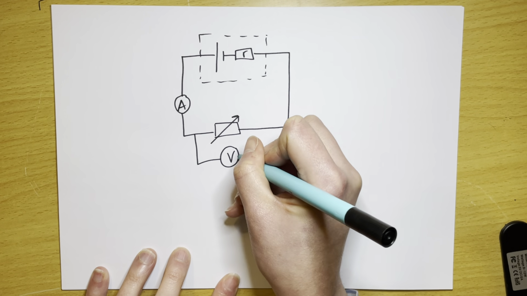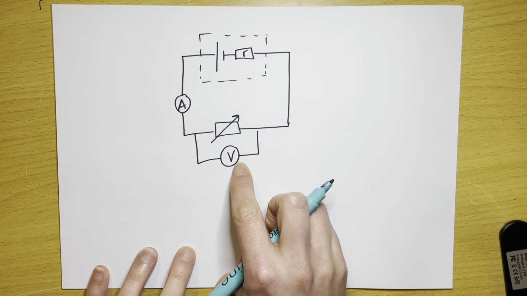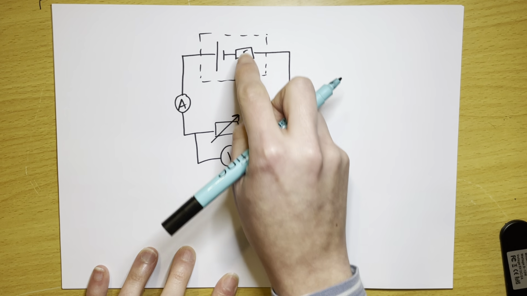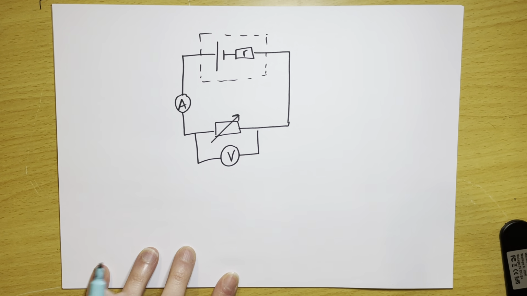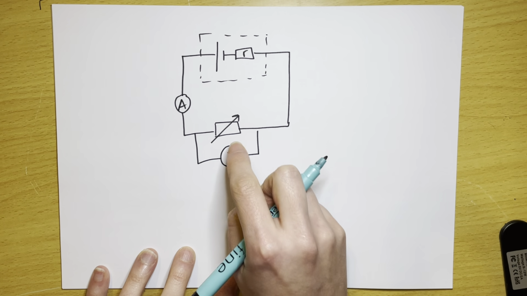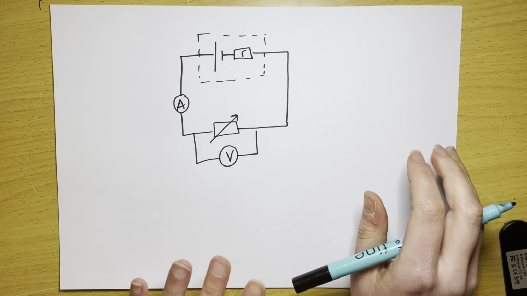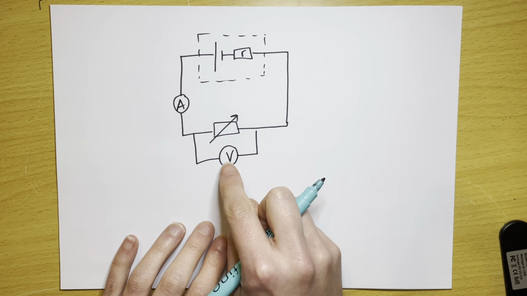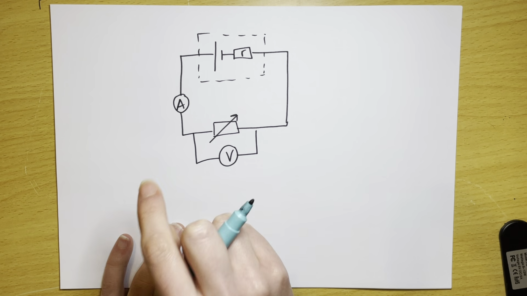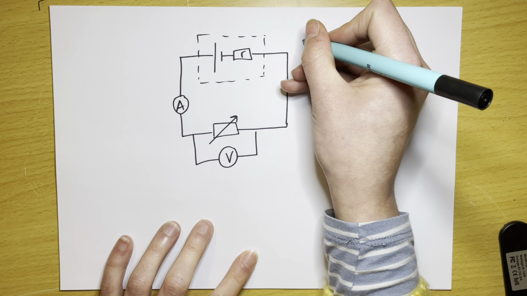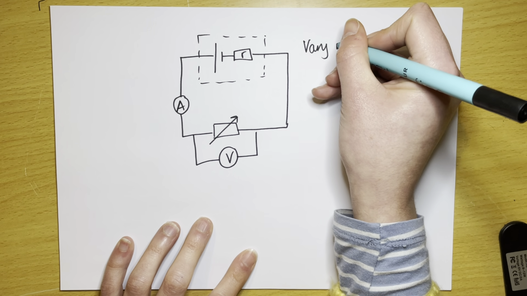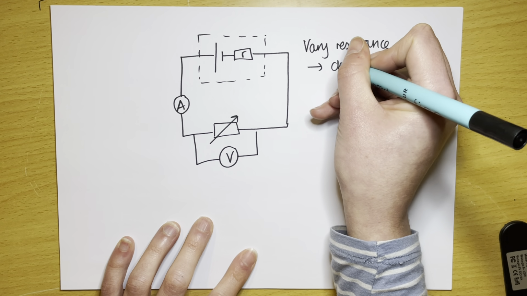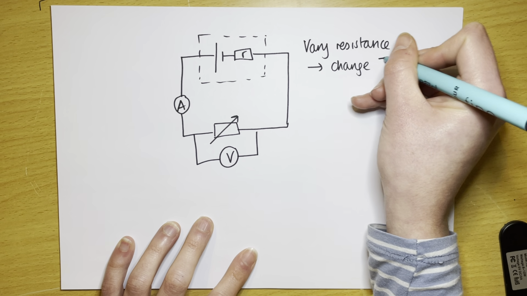And that voltmeter could go either across the terminal PD, across the resistor here, or across the battery, because they will have the same voltage reading, because whatever I gain here, I have to lose here. Now this is quite a different experiment to normal, because usually in electricity experiments we change voltage to vary current. But here I'm going to vary the resistance, and that will then change the current.